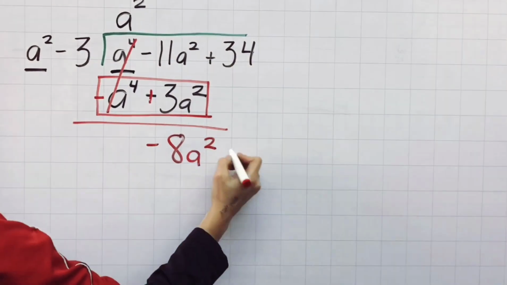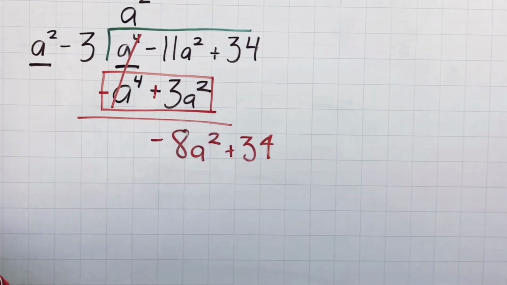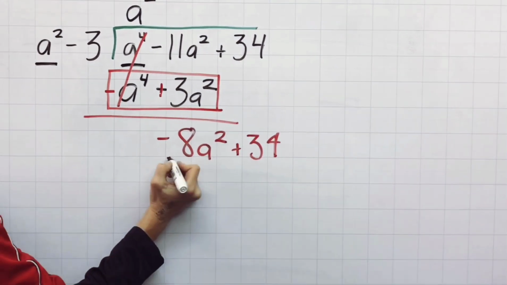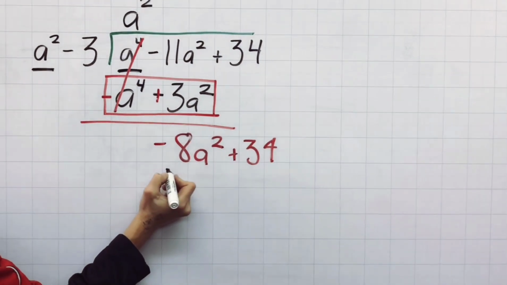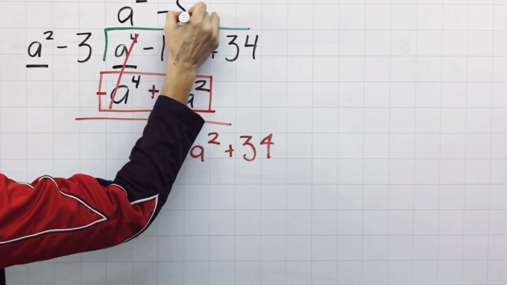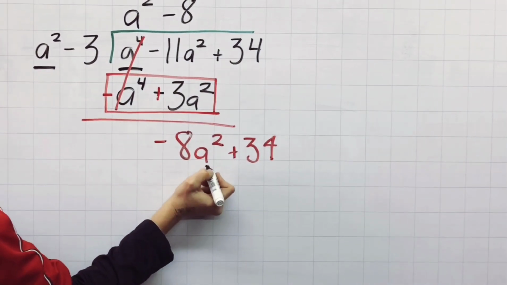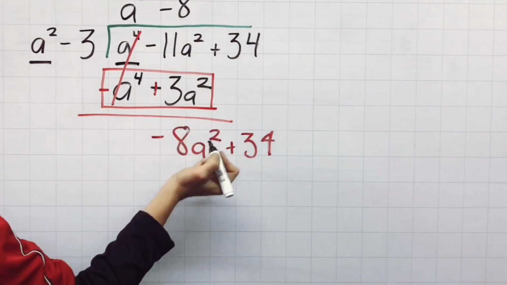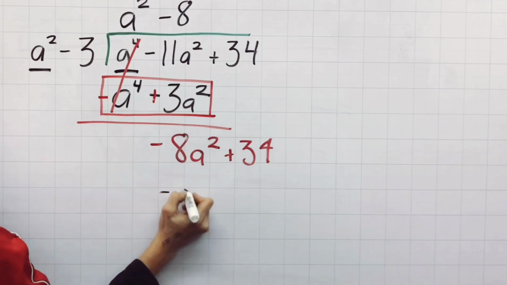So then the 34 comes down, plus 34. So then I divide minus 8a squared divided by a squared. So I start with minus 8 divided by 1, that would be a minus 8. A squared divided by a squared, that's 1. So I just have minus 8. So then I multiply minus 8 times a squared, that's minus 8a squared.